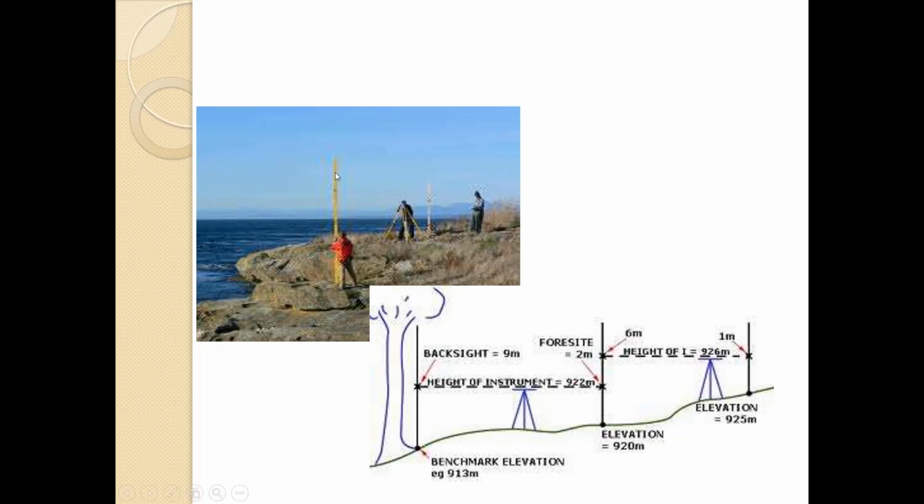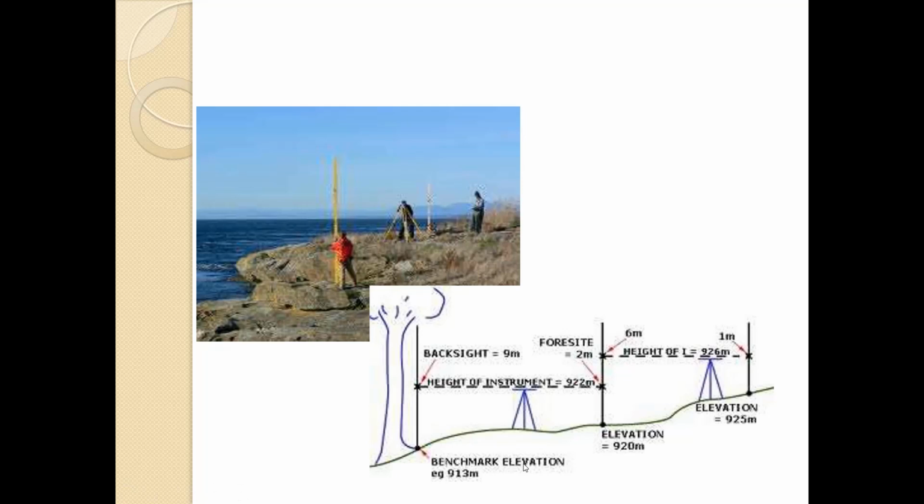It is like a scale on which the readings are marked, and by looking through the level we can find the height at which this particular point is. By using two methods, line of collimation and rise and fall, we can find the level of that particular point. Here you can see the benchmark elevation. So what is the benchmark?